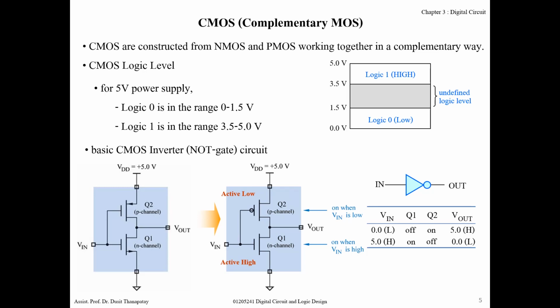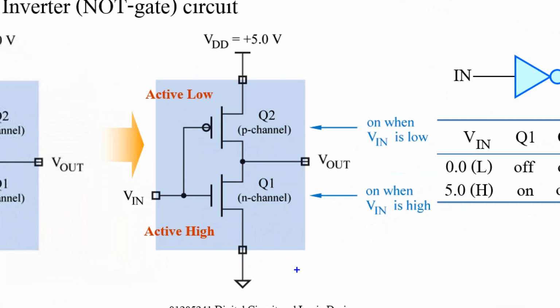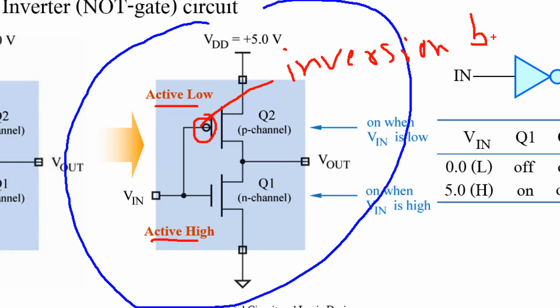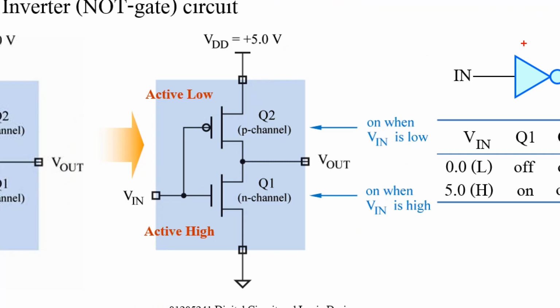Okay, so you must remember this basic circuit of the inverter. And please remember the symbols for active high and active low. For active low, there will be a circle, or sometimes I call it an inversion bubble. Okay, the bubble is there to show the negative meaning. Okay, if active high, there is no inversion bubble, but for active low, we have an inversion bubble.